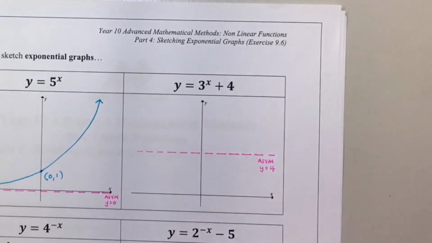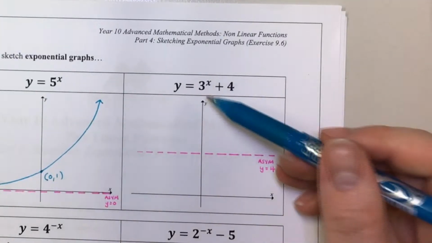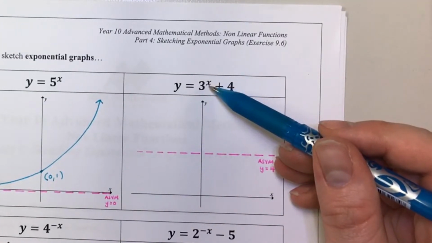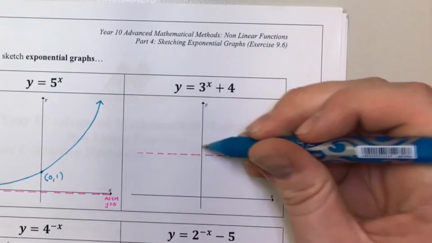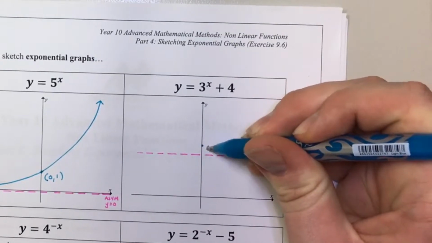Now, what would be the y-intercept? When x is equal to 0, what would be the y-intercept? It would be 5, because 3 to the power of 0 is 1. 1 plus 4 is 5.